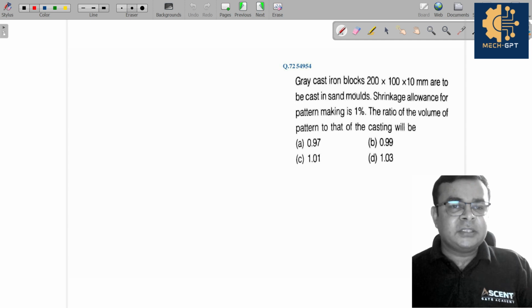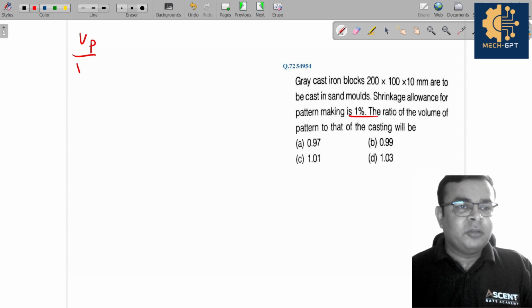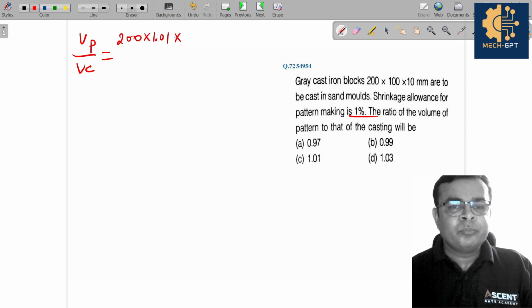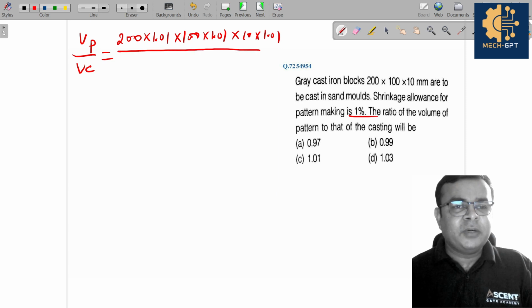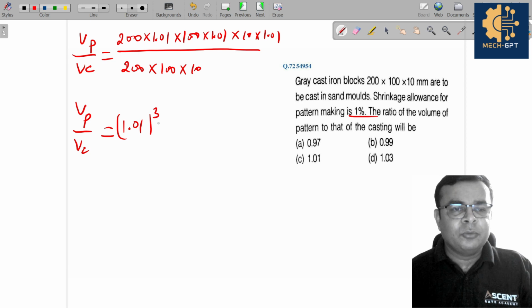Gray cast iron blocks of this size are cast in a mold. Shrinkage allowances are provided to the pattern, 1%. The ratio of the volume of the pattern to the volume of the casting is? So obviously the size of the pattern is nothing but 200 into 1.01 into 100 into 1.01 into 10 into 1.01 over 200 into 100 into 10. And when you simplify this, then definitely you will get 1.01 whole cube, and this answer is 1.03.